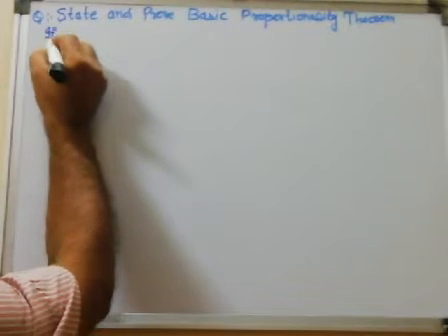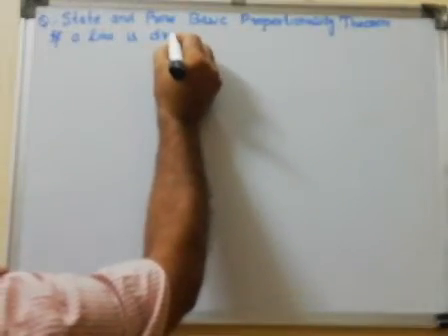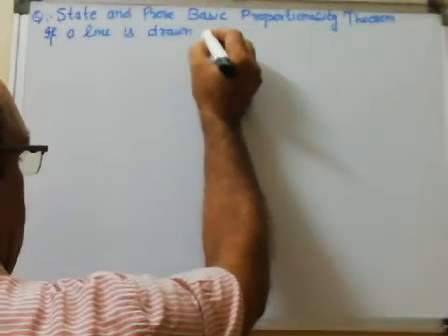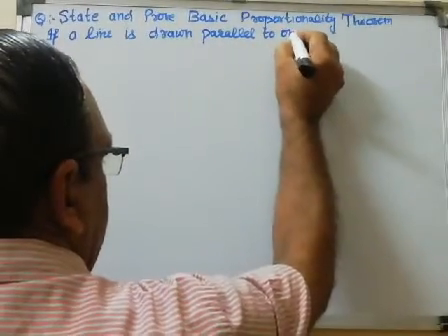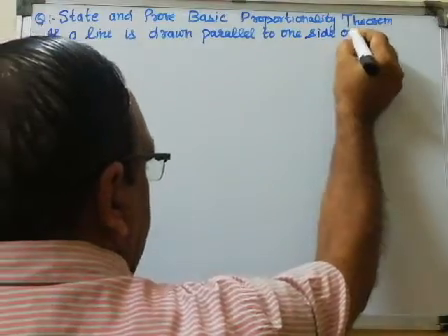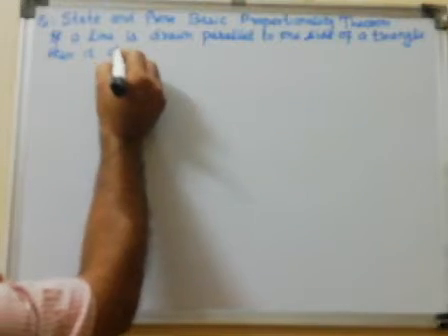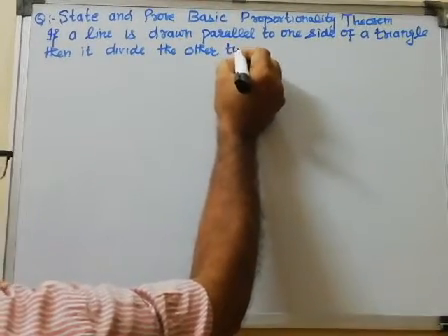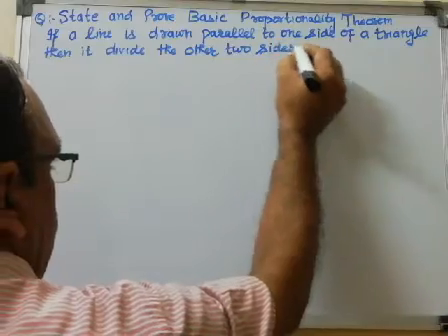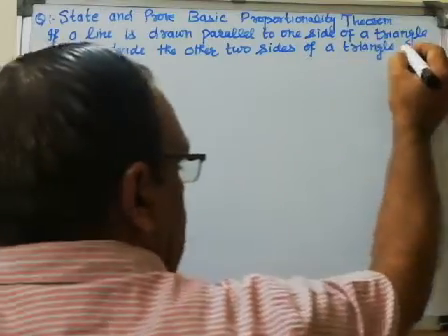So the statement is: if a line is drawn parallel to one side of a triangle, then it divides the other two sides of the triangle in the same ratio.